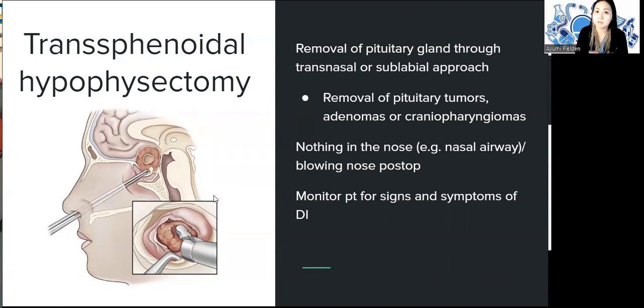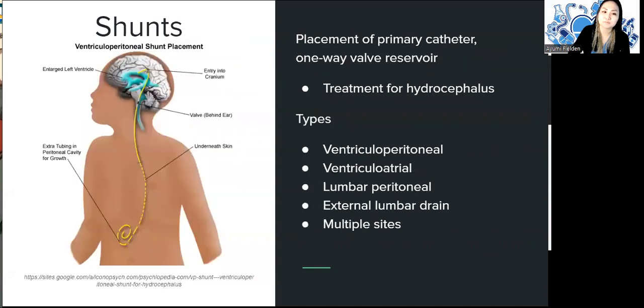One thing you really need to watch out for in this patient population is the signs and symptoms of DI. So you're checking the urine specific gravity very frequently. And if you see the urine output pick up, you're going to start thinking the patient might have gone into DI. So check that sodium level there too.